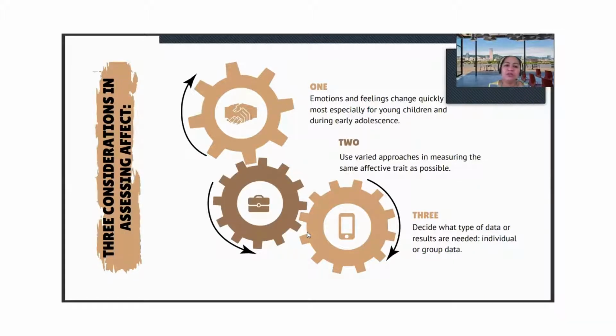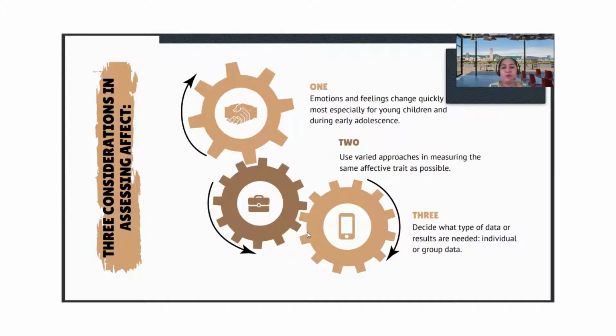Okay, so the three considerations in assessing affect. One, emotions and feelings change quickly, most especially for young children and during early adolescence. It is important that when we assess the affective domain of a student, we make sure that we have these three considerations. The first one is we need to consider that their emotions and feelings are changing quickly, especially if they are younger or in their early adolescence years.